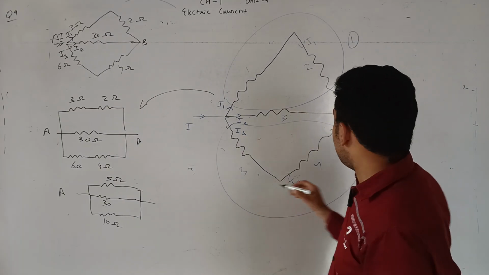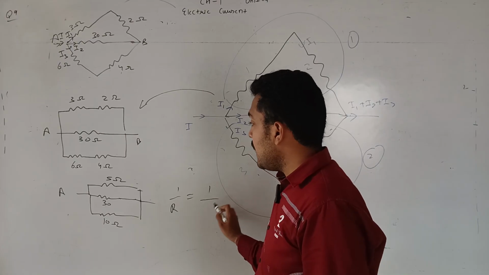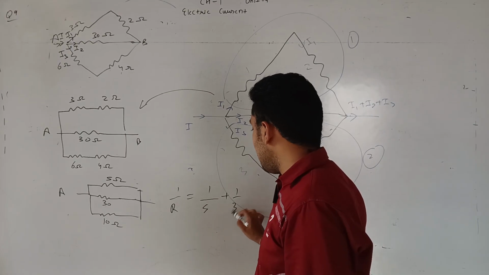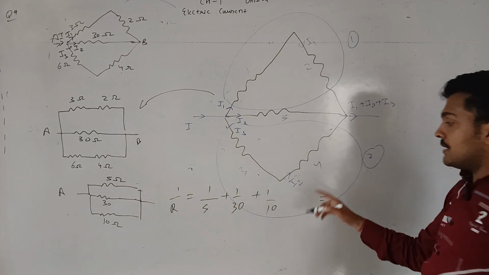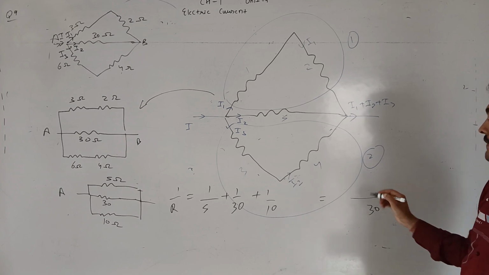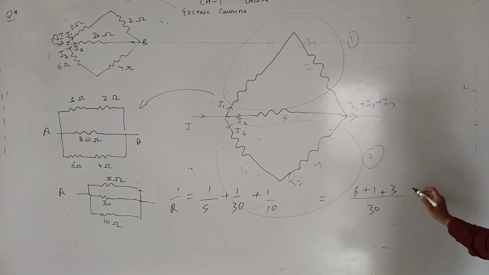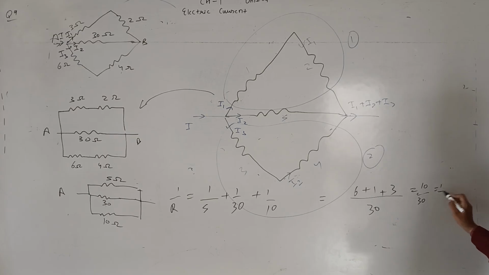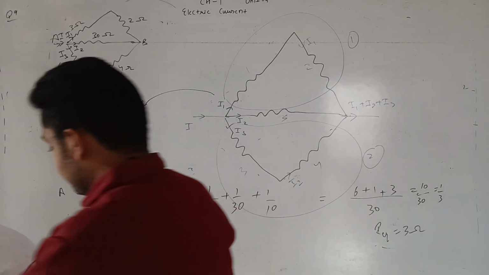Therefore, 1 by R equivalent will be 1 by 5 plus 1 by 30 plus 1 by 10. So 1 by 5 plus 1 by 30 plus 1 by 10 comes out to be, the LCM is 30. 5 sixes are 30, plus 1, plus 10 threes are 30. So 6 plus 1 plus 3 is 10, divided by 30, is equal to 1 by 3. 1 by R equivalent is 1 by 3. R equivalent is 3 ohms.